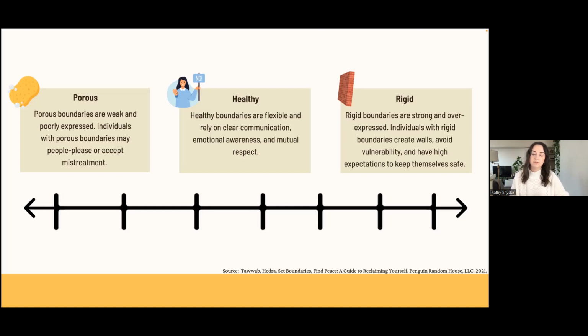Healthy boundaries are in the middle. They involve really great communication. They involve emotional awareness, what's going on inside your body. And mutual respect. Really, the intent is to just be respectful and a clear communicator. What I want to make clear here is that there are people who lean to one side of the spectrum or another. Some people might find themselves in the middle, and we can kind of adapt the type of boundary we're setting depending on the other person. And so there may be instances in clinical scenarios where setting a porous boundary makes more sense, or setting a rigid boundary makes more sense. So that's something to keep in mind.